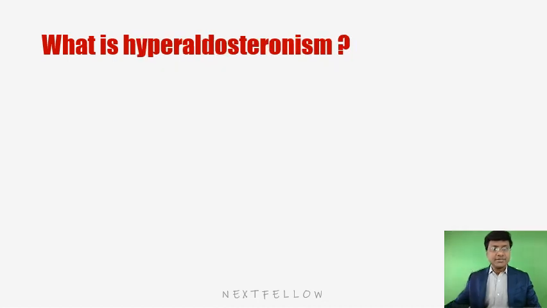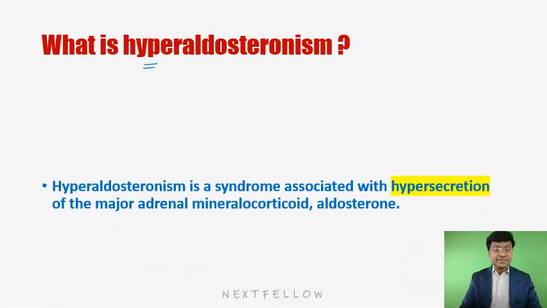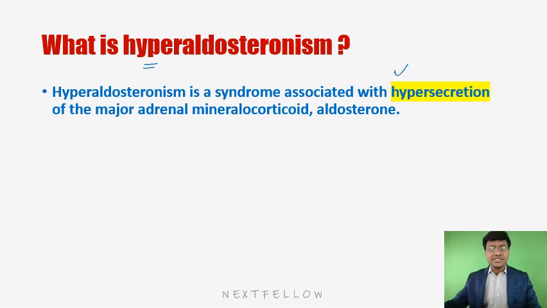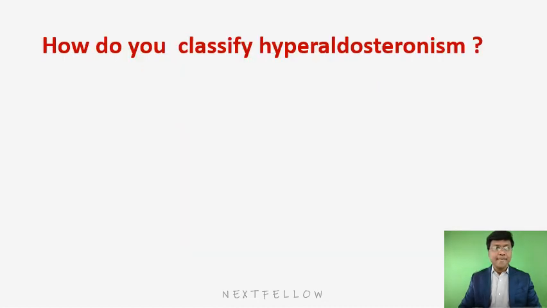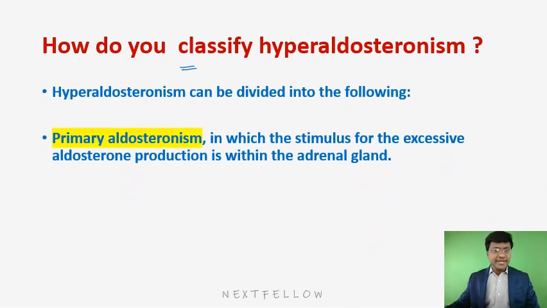Next, what is hyperaldosteronism? As the word itself tells you, it is the disorder associated with hypersecretion of the major adrenal mineralocorticoid, that is aldosterone. Then, how do you classify hyperaldosteronism? We have two forms. One is primary hyperaldosteronism, where the pathology is directly within the gland. Either adrenal adenoma or adrenal hyperplasia will produce an excess amount of aldosterone.